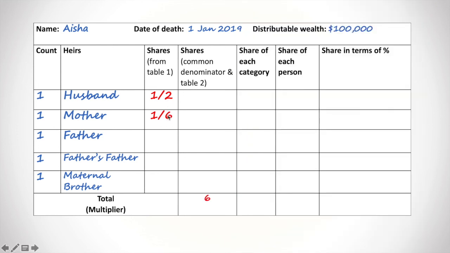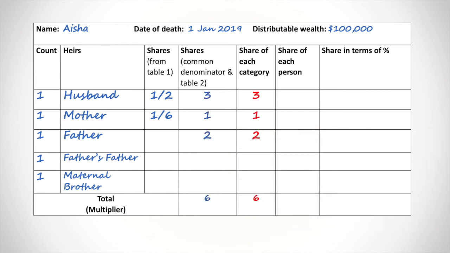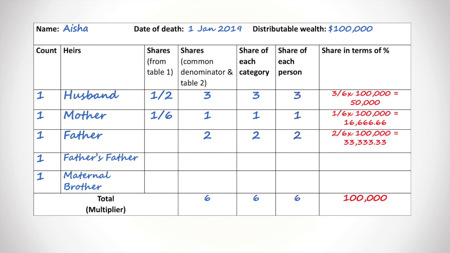The LCM of half and 1/6 is 6. 1/2 will turn into 3 and 1/6 will remain 1. So we have distributed 4 shares and we have 2 more to go. Let's look at table 2 and move from left to right to figure out who gets the rest of the 2 shares. And we see father in column number 17. So he gets the 2 shares, and this way we have distributed the property. The share of each category will remain the same because they're all 1 in count, same as for each person. And then in the end we calculate our actual values of the property by 3 divided by 6 into $100,000, 1 divided by 6, and then 2 divided by 6, and so on and so forth.